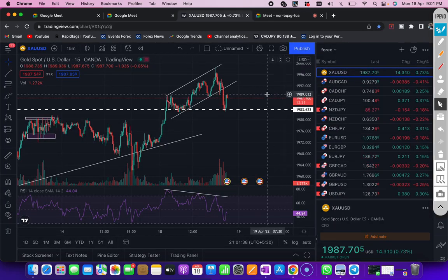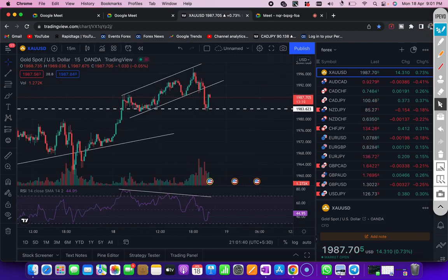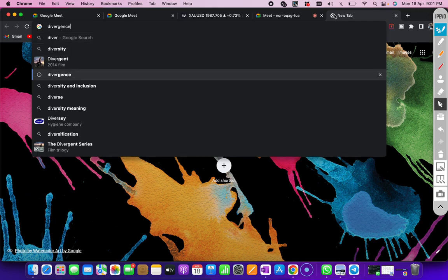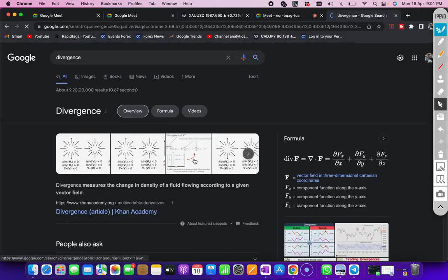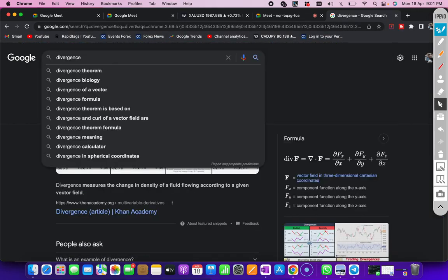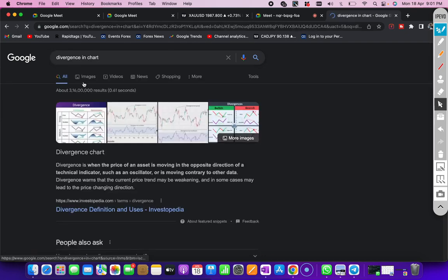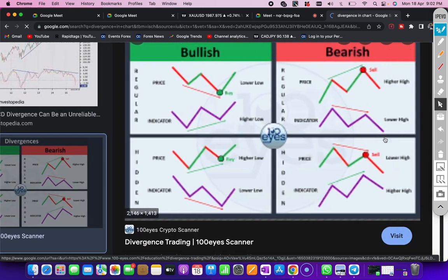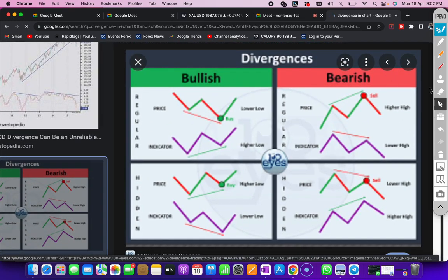Okay, so this is how it works. And if I tell you some more about divergence, just let me show you. Divergence in chart. Okay, so it is just a representation of the thing that I have told you right now. It is the same thing. Just look at it.